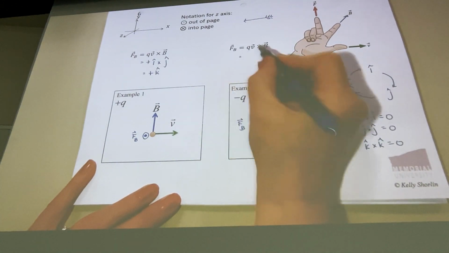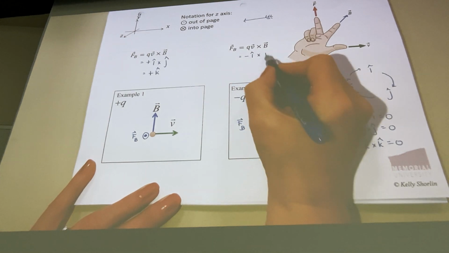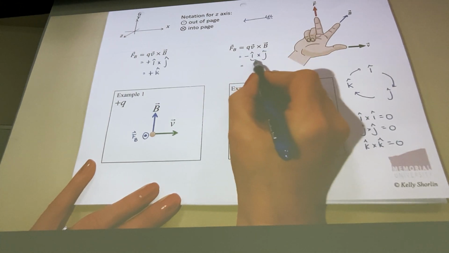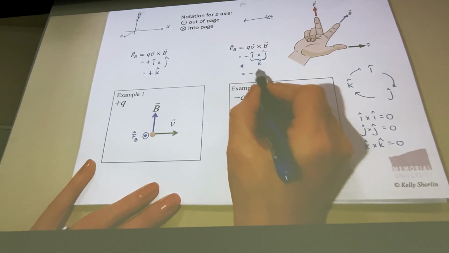We can do that with the math. Our charge is negative. V is in the X direction. B is in the J direction. I cross J is K. So our force is in the negative K direction.